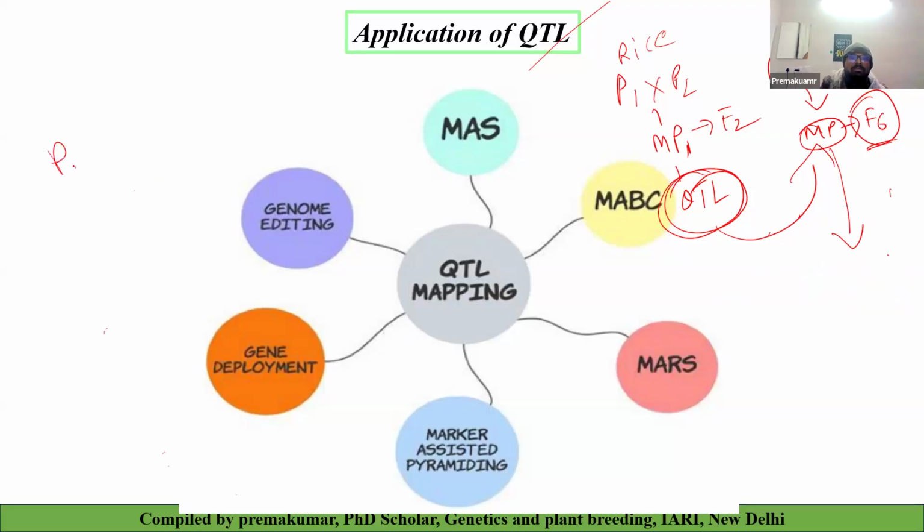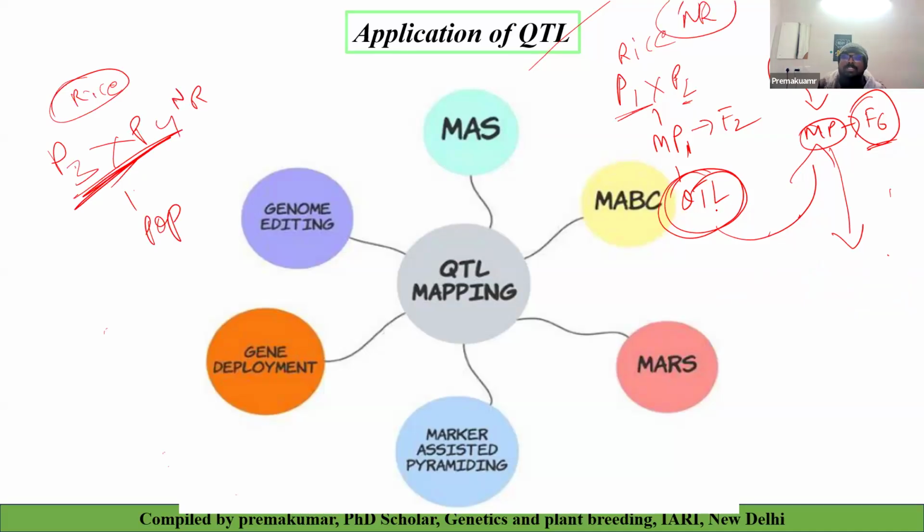Then there is another term, QTL validation. For example, here you are using P1 and P2; you use another set of parents, P3 and P4 in rice, and you develop the population for the same trait only. For nematode resistance, you take. Here also you are looking at nematode resistance. In this population in India, you identified this QTL.